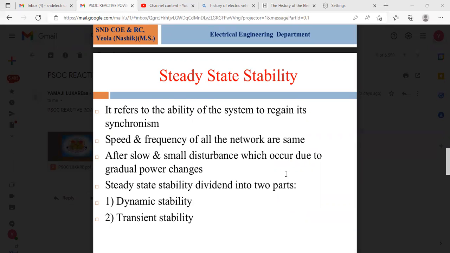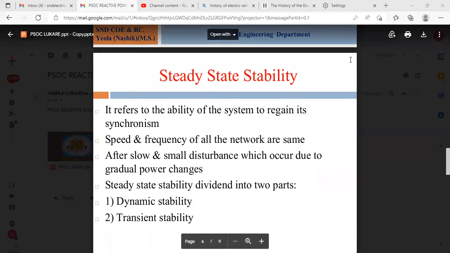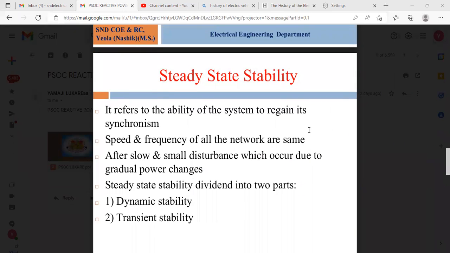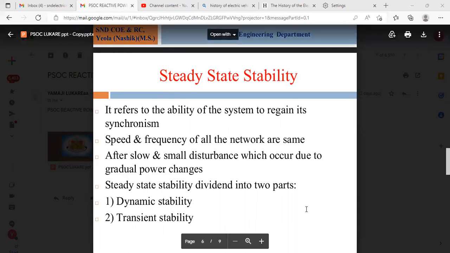In transient stability and dynamic stability, if the oscillation does not occur within a certain period of time, it means the input variable does not change its value. Means different types of waves, different types of forms. According to the conditions, the system will be disturbed, or the system's working will be stopped. According to this, different types of regain and the whole system's ability to make its synchronism. After making its synchronism, speed and frequency are the very same.